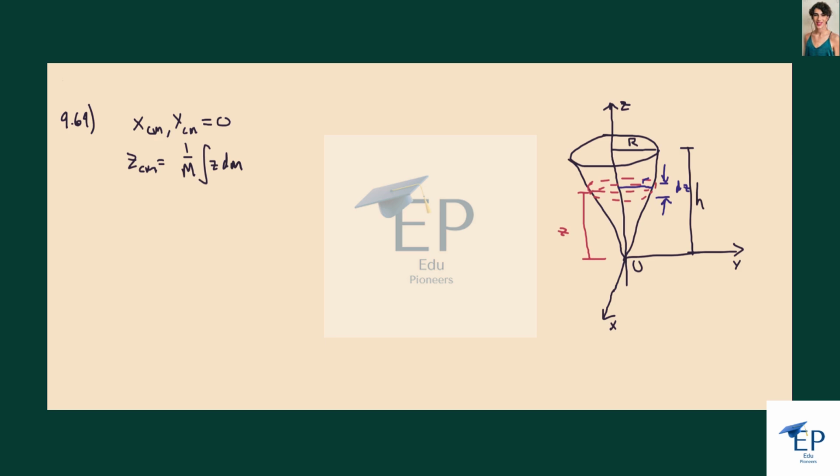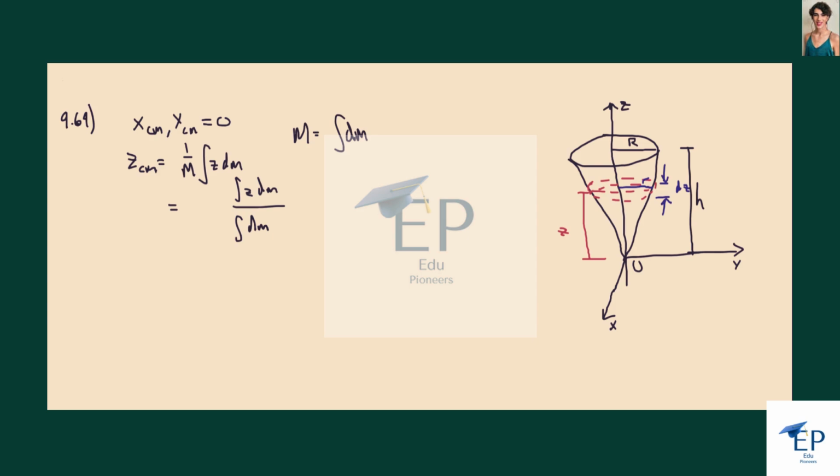Okay, so as the hint says, we're going to divide these up into little disks of a height dz and little radius r. So another thing we should write out here actually is the total mass can be written as just the integral of dm. So we can write now z as integral of z dm over integral of dm.